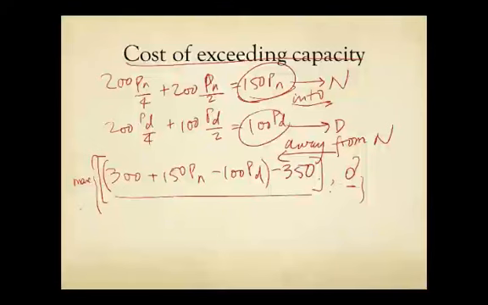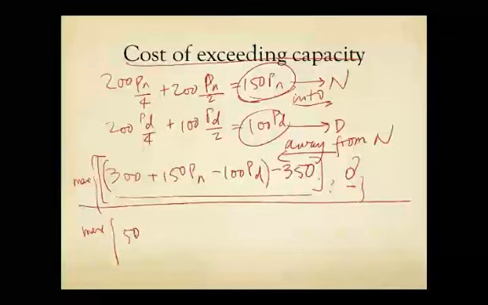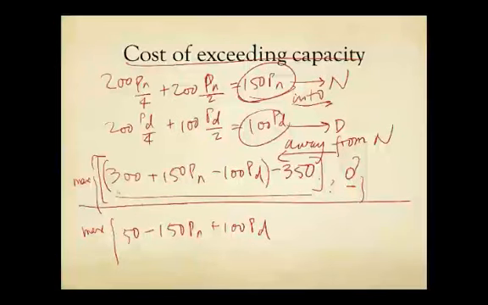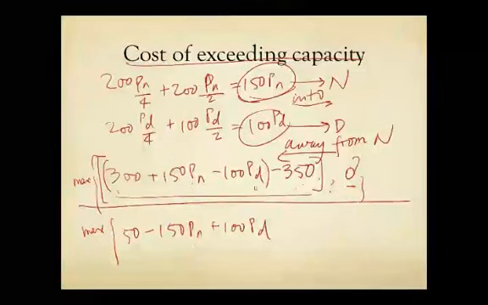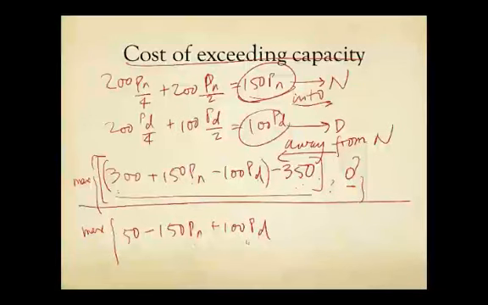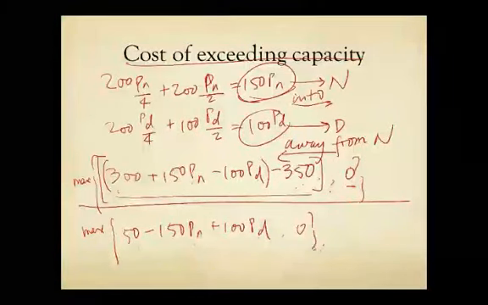Now this whole thing is for nighttime. You can write down a similar expression for the daytime, which turns out to be the max of 50 minus 150 Pn plus 100 PD. The 50 is actually 400 minus 350 for the daytime. And of course, the daytime and nighttime shifts in and out are just exactly mirror images. Whatever gets into nighttime comes from daytime. Whatever gets out of nighttime goes into daytime. And you have to make sure that it's positive.